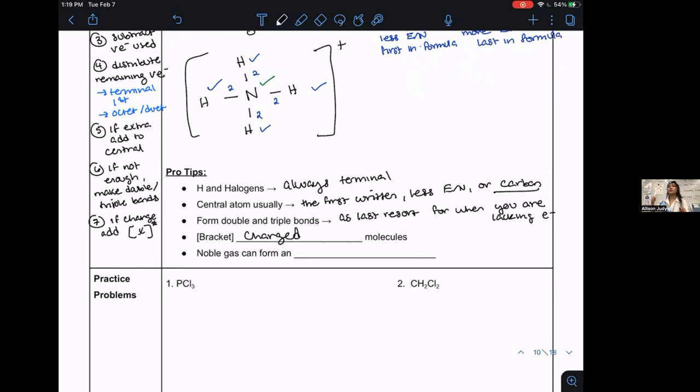We, of course, bracket charged molecules because we have to show that we didn't just get that structure with that specific electron count by itself. It had to have a specific charge characteristic to get that count of electrons, to get that unique distribution of electrons. And then, of course, a noble gas.